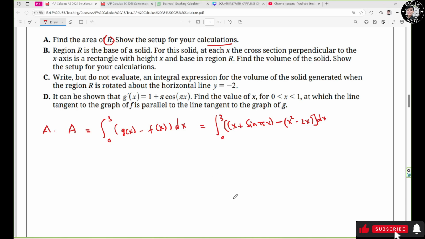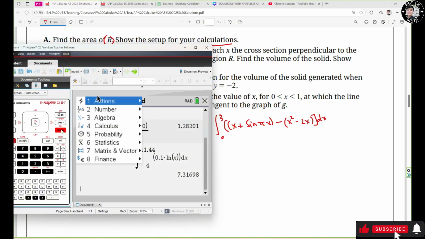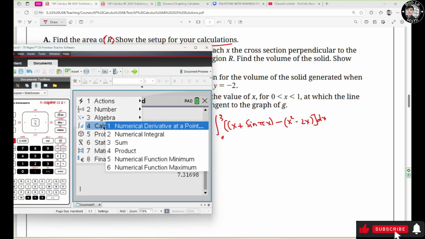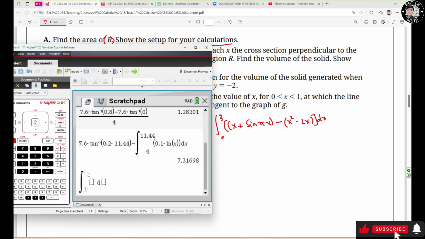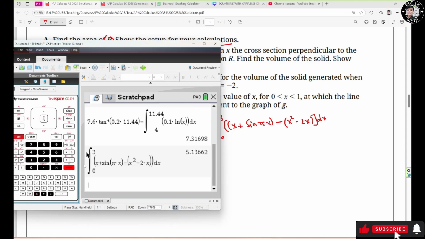Alright, since this one is calculator active, we're going to bring up the calculator. Now you're going to hit menu, calculus, number 2. The integral from 0 to 3, and you hit enter. The answer is 5.136, right?